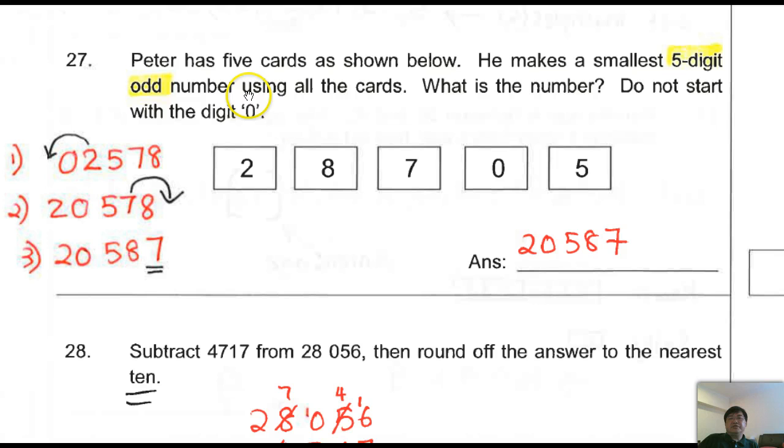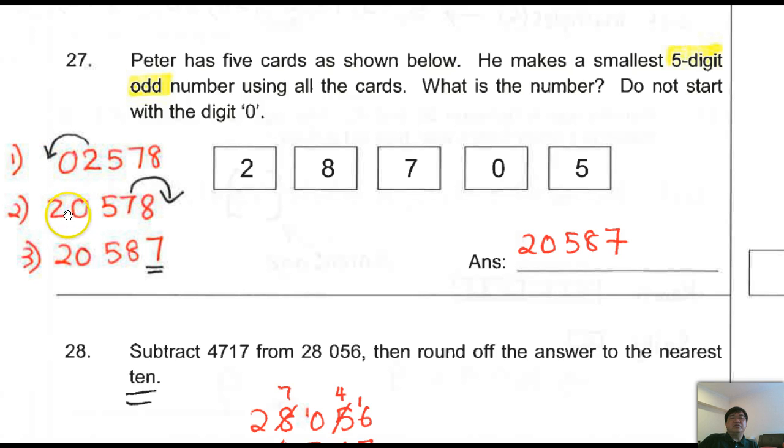Peter has 5 cards shown below, 0, 2, 5, 7, 8. He makes the smallest 5-digit number. It means you must include all of this. Okay, odd number. What is the smallest number? Do not start with the digit 0. Now first of all, do not be worried. Just start with the digit 0 to arrange them the smallest number. Just start, right? 0, 2, 5, 7, 8. Then what you should do is, because you cannot start with 0, you put the smallest number 2, not 5, not 7, 8, 2 over to the side.